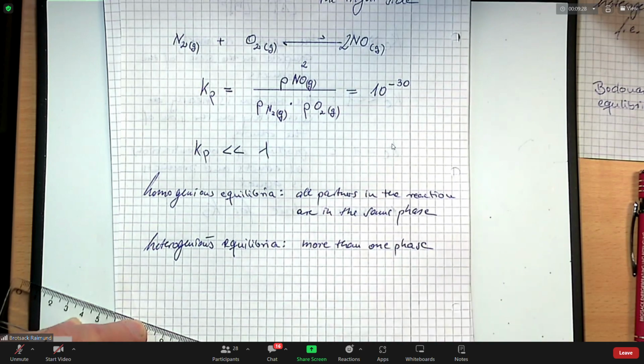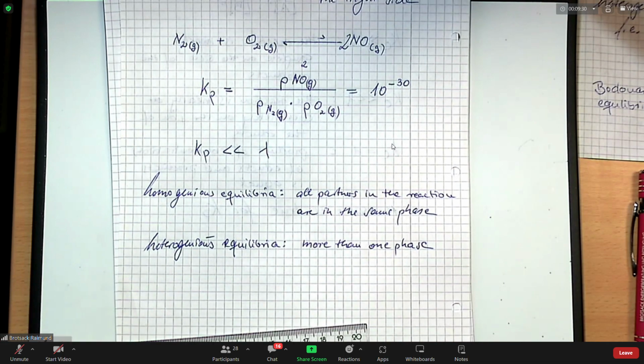So here we have more than one phase. Do you know an example for a reaction where we have a heterogeneous equilibrium? We already talked about one of them, or maybe even more. Do you have an idea? Again, sodium? Yeah, very, very good.